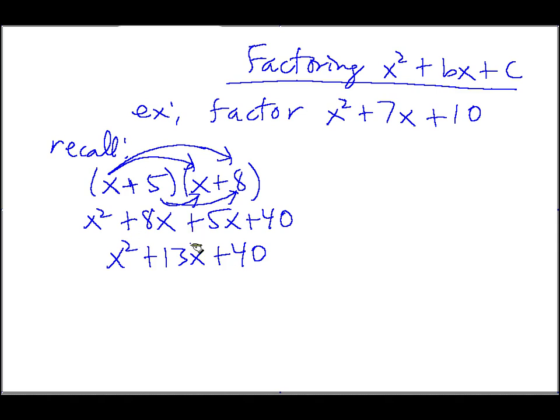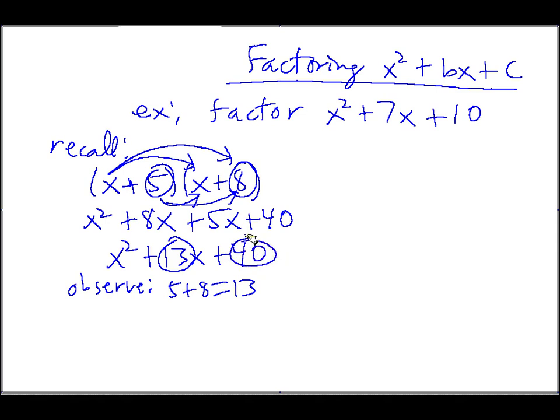Notice something else further though. Let's look at the 5, the 8, and the 13 right here in my answer. Observe that 5 plus 8 is 13. In other words, my two numbers right here have to add up to the x term, to the x coefficient. My two numbers here add up to the middle number. And what about 5 and 8 and 40?